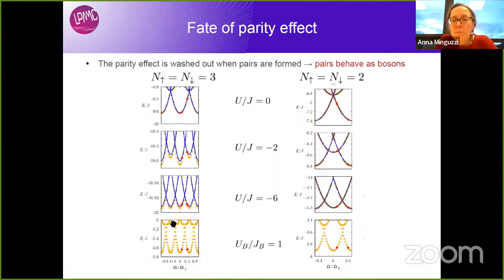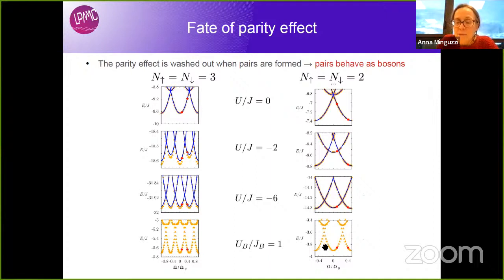And now let's see what happens to the fate of the parity effect that I told you was a typical fermionic property. Here I compare the case of 3+3 fermions with the case of 2+2. In the case of 2+2 fermions in absence of attractions, we have this V-shaped energy landscape. If we increase the attractions, we see that both for even and odd particle numbers, we have a doubling of periodicity. But in particular, for this even case, we see that we have completely lost the parity effect.